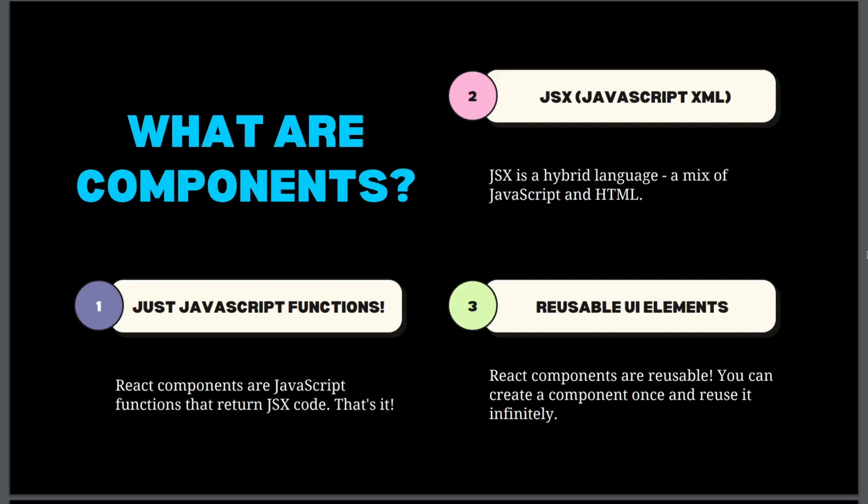So what are components? Number one, components are just JavaScript functions, and that is extremely important to remember. React components are JavaScript functions that return JSX code, and that's it. We're going to go into what JSX is later on in this course, but essentially, as you can see on number 2, JSX is a hybrid language, a mix of JavaScript and HTML. It stands for JavaScript XML. XML is extensible markup language.